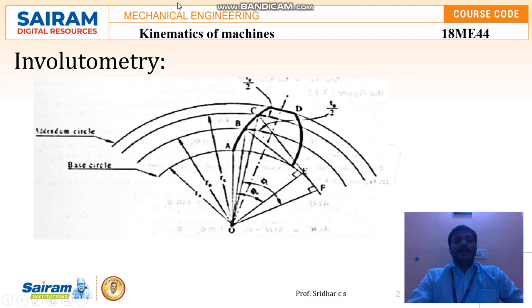In the diagram you can see RA, RB, phi, psi, theta. You can see AB, which is one complete gear tooth that we have considered for the involute, that is RA by 2 equal to RB by 2. Now we'll see the function, or the necessity, of using this involutometry.